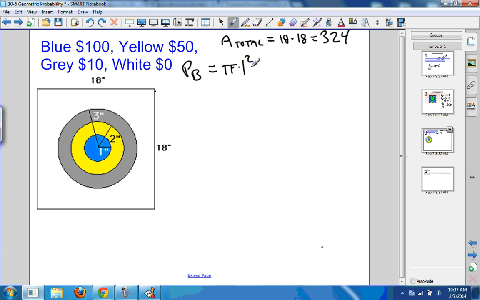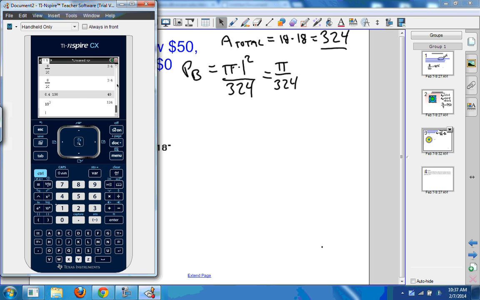And if I divide that by my total area, 324, I'll get the probability. So 1 squared is 1. 1 times pi is just pi. So basically I'm just looking for pi divided by 324. So let's see what that is in my calculator. Pi divided by 324 is equal to 0.009696. So if I multiply that by 100, I should get a percentage.